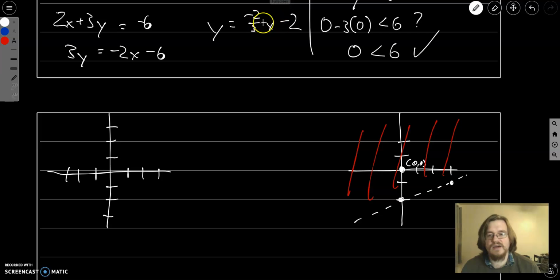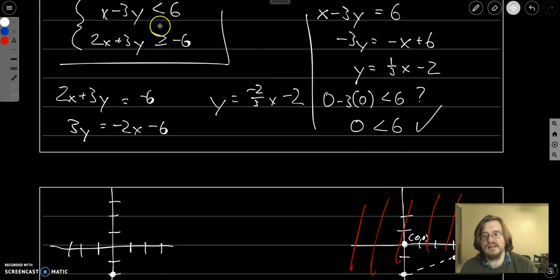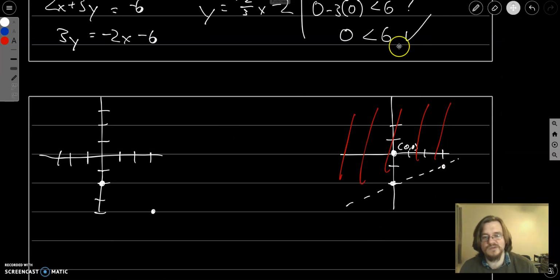And now the slope is negative 2/3. So it means that we'll go down 2 and over 3. So if I go down 2 and then over 3, here's that. And this is coming from a greater than or equal to. So since it's greater than or equal to, we'll do this with a solid line.